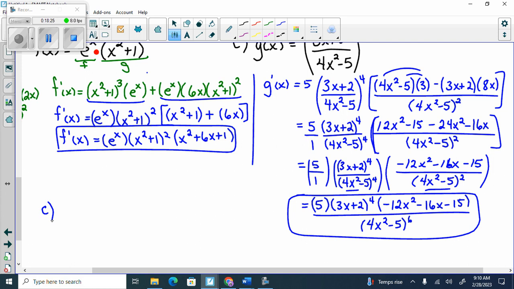What if I give you this? Well, y equals 5 cos squared 3x plus 2.